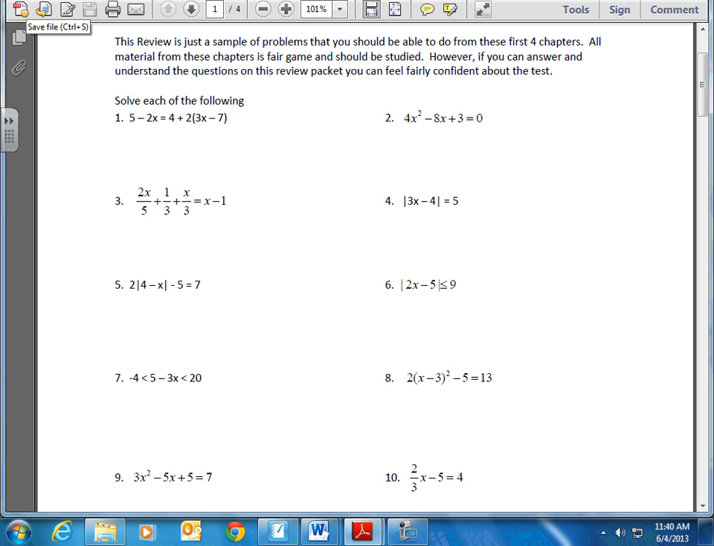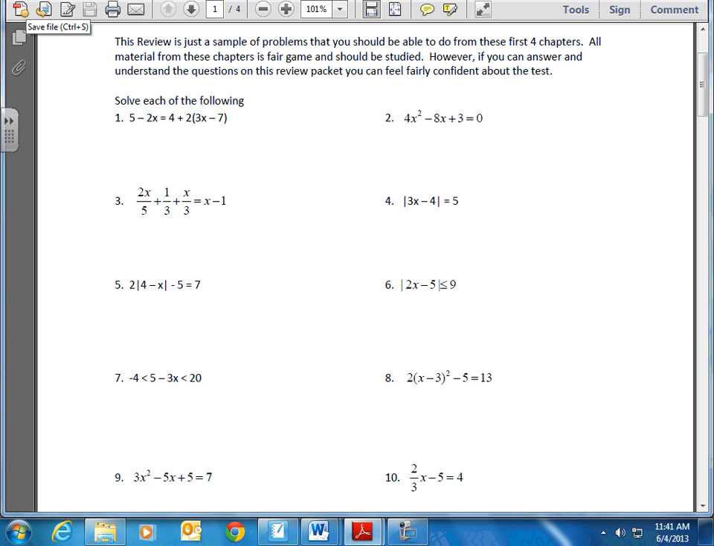Questions 1 through 12 are examples of solving type problems that you have seen in chapters 7 through 9. So there are several different varieties, so make sure you recognize what type of problem you are looking at before you start solving, because the type of problem dictates the method that you're going to use to solve.